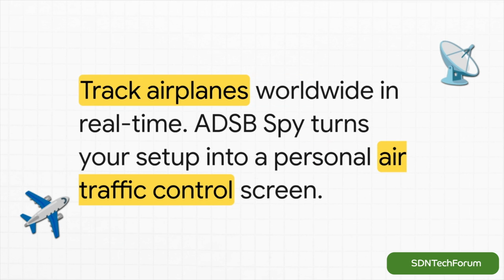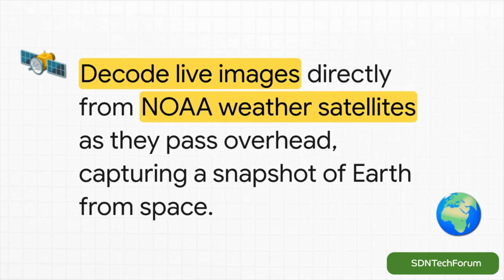You can use a plugin called ADSB Spy, and bam! Your computer is now your own personal air traffic control screen, tracking planes in real time as they fly right over your head. Or how about this? You can literally pull down images directly from NOAA weather satellites as they pass, capturing a snapshot of the Earth from space on your own computer.